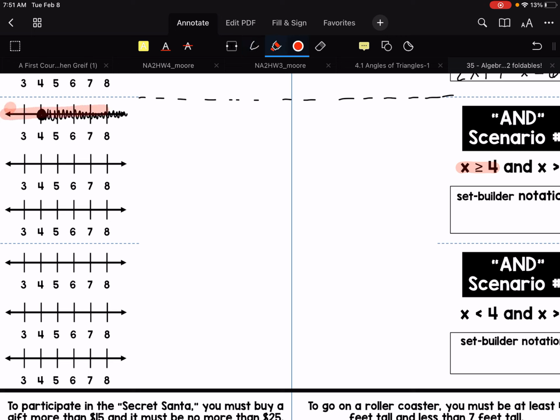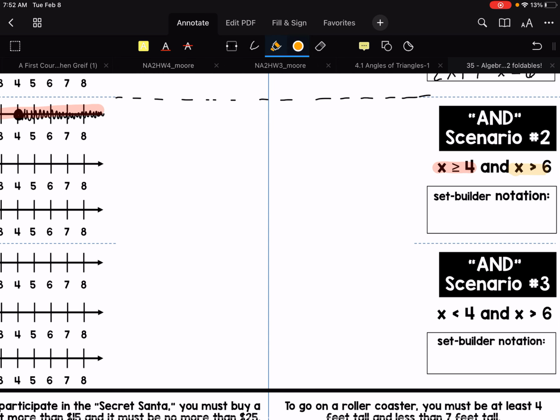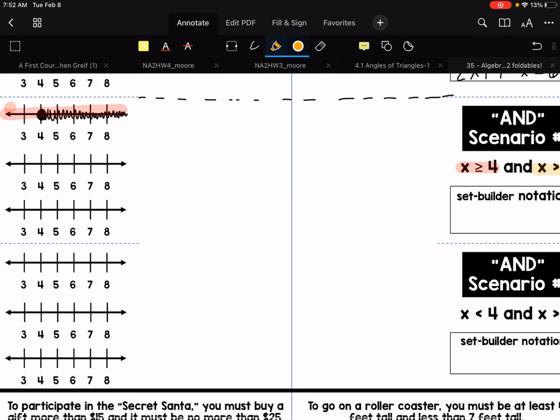That's that red graph. Next one's going to be orange, and I've got x is now greater than 6. So I need greater than 6, which is going to be here. And shade that way as well. And that's my orange graph. Okay, so now I have to think about this because this is an and scenario. And means they occur at the same time.